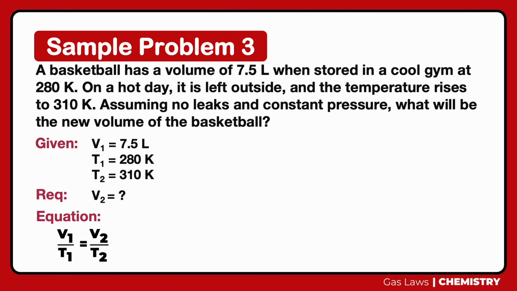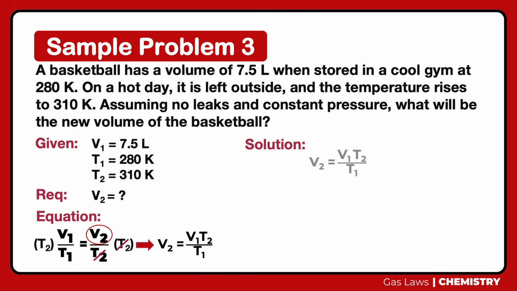V sub 1 over T sub 1 equals V sub 2 over T sub 2. Multiply both sides by T sub 2. We'll get V sub 2 equals V sub 1 times T sub 2 all over T sub 1. Let's substitute the values. V sub 2 is equal to 7.5 liters times 310 Kelvin all over 280 Kelvin.